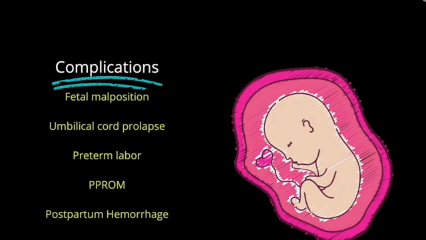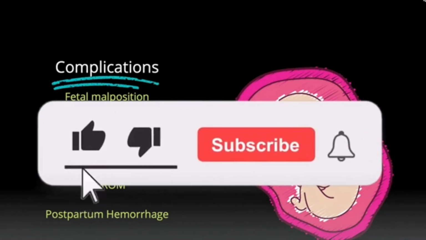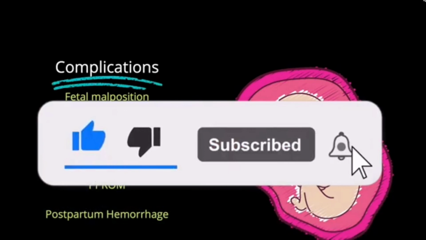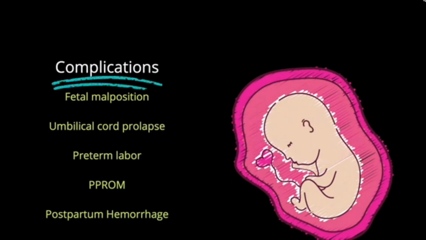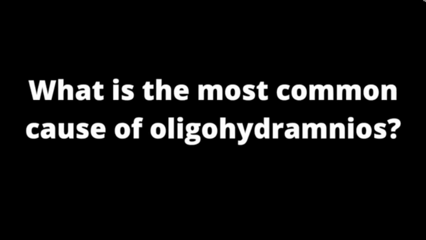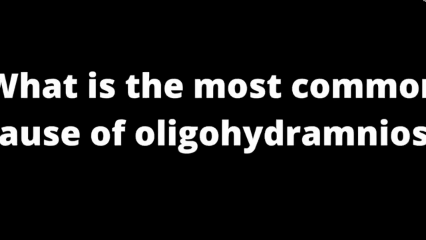Also, if you look at the first 2 complications here, you can see that they were also listed as complications for oligohydramnios. So remember that fetal malposition and umbilical cord prolapse are complications of both oligohydramnios and polyhydramnios. So you know that the most common cause of polyhydramnios is idiopathic. But what is the most common cause of oligohydramnios? And the answer is rupture of membranes.